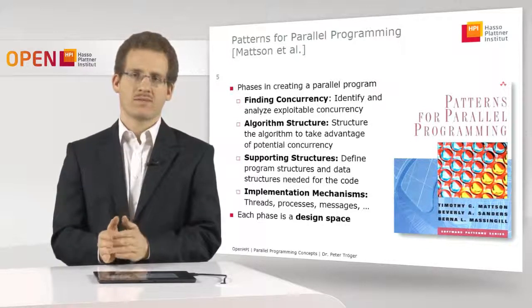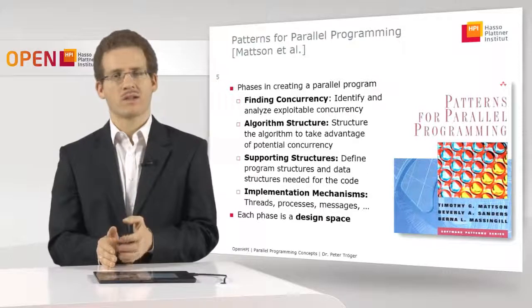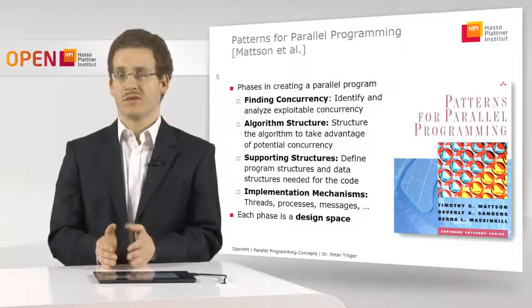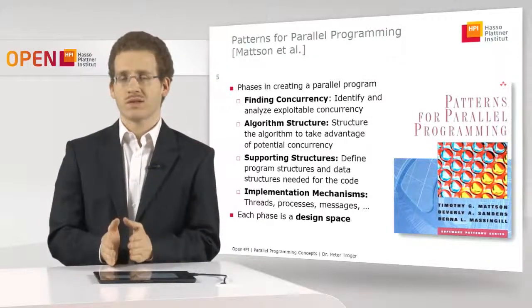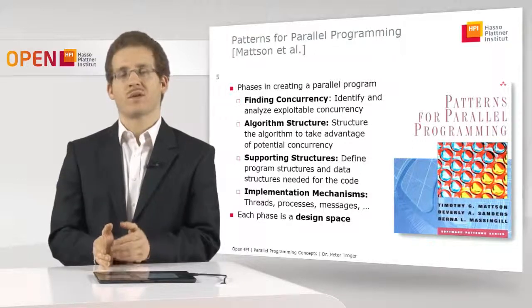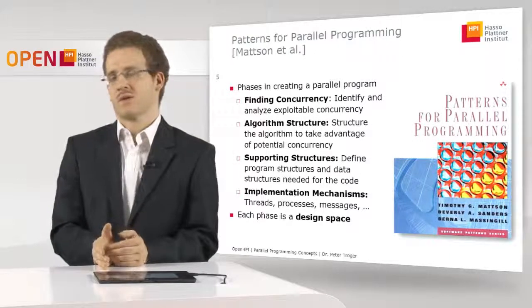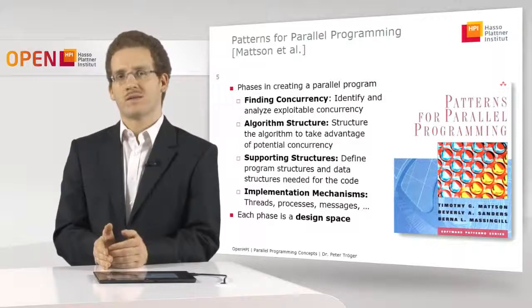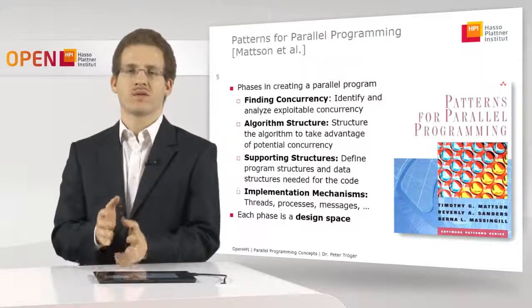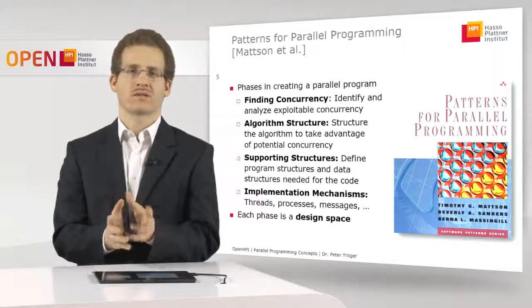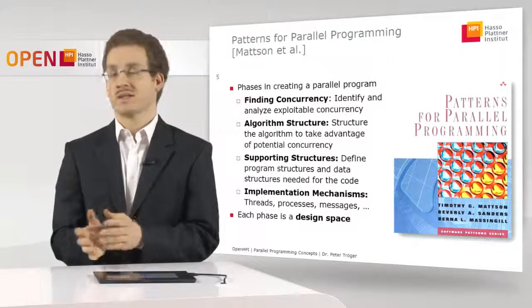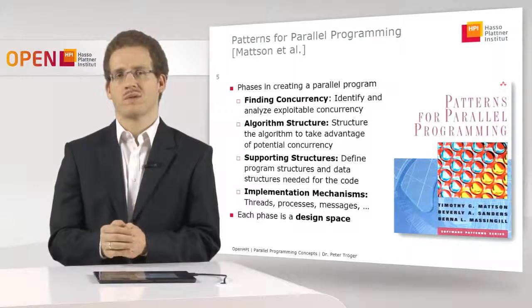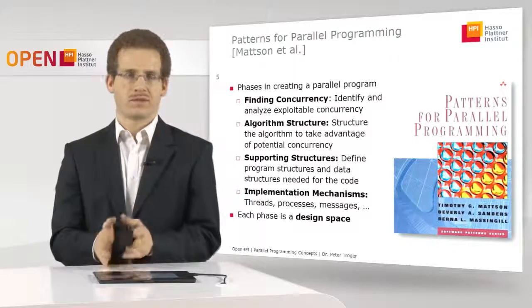The second design space is the algorithm structure design space, where you have an idea of the existing concurrency in your problem, and then you start to develop an algorithm that actually solves your computational problem. And the structuring of this algorithm, how to design it, how to put tasks into context, this is what happens in this phase, and there are also proposals for design patterns in this particular area.